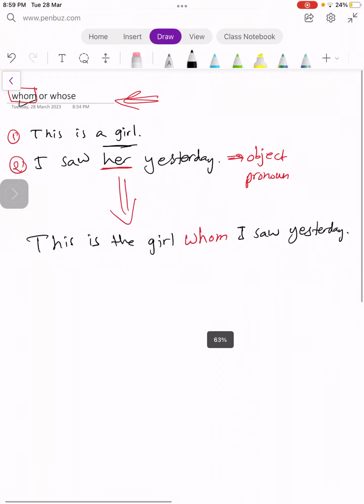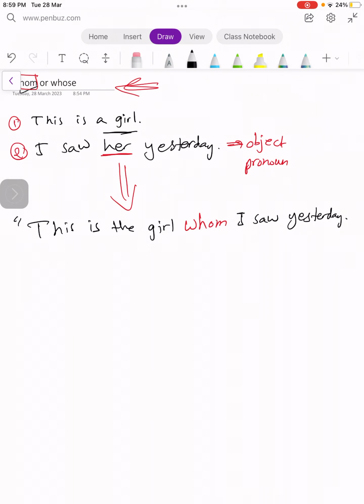So instead of having two sentences, I now have one sentence which has linked these two sentences, and I have used the relative pronoun whom. So this is the girl whom I saw yesterday. So the word whom here replaces the object pronoun her. So instead of saying this is a girl, I saw her yesterday, I'm going to say this is the girl whom I saw yesterday. Okay, this is the meaning of whom.